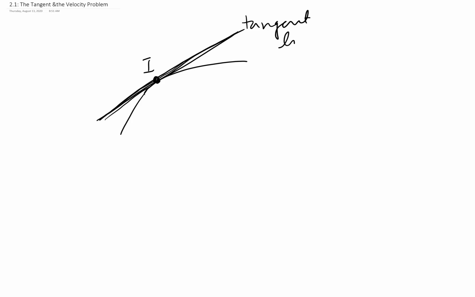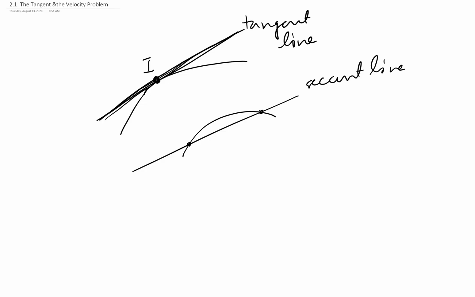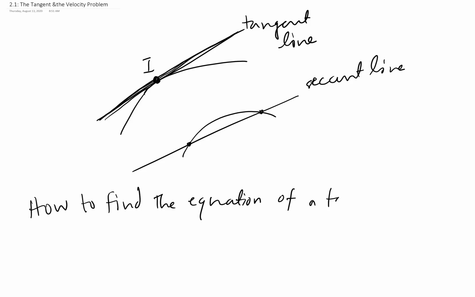In trig, yes, it is sine over cosine. If it goes through more than one point like this, then it's called a secant line. So the question we're going to try to answer here is how to use calculus to find the equation of a tangent line. That's what we're going to be finding now.